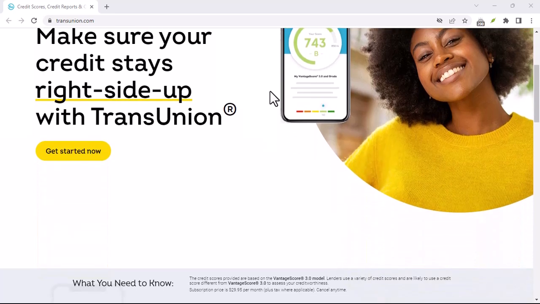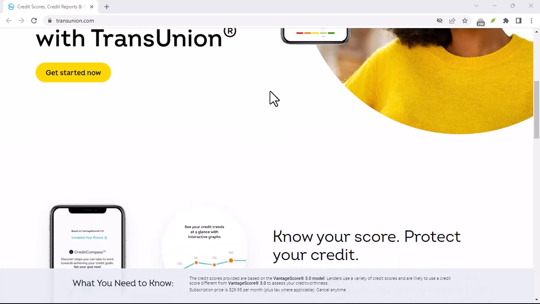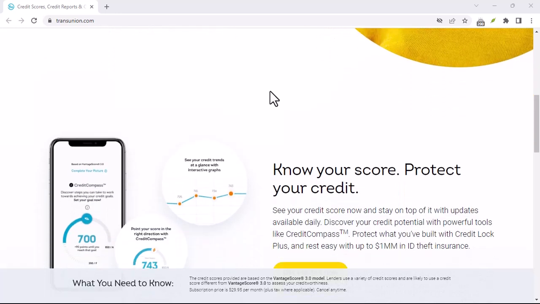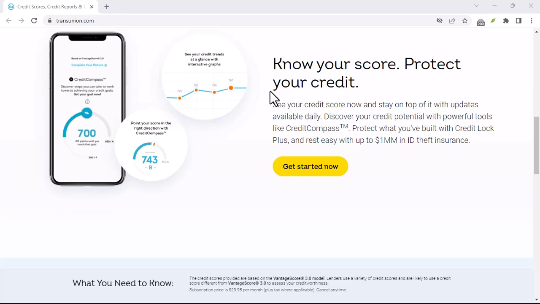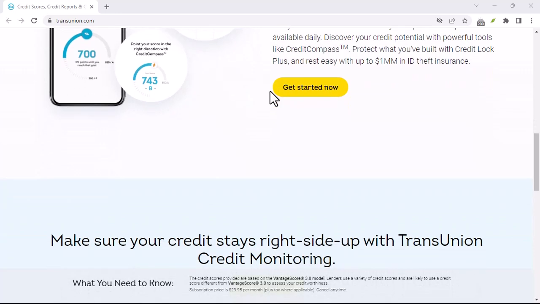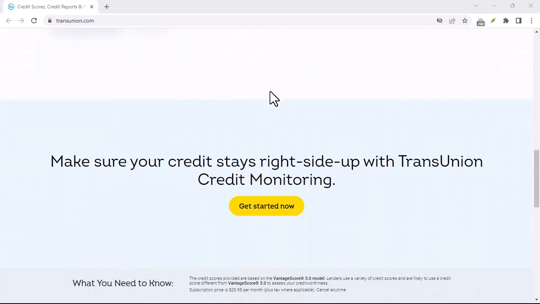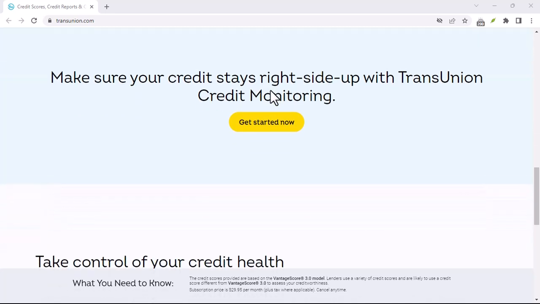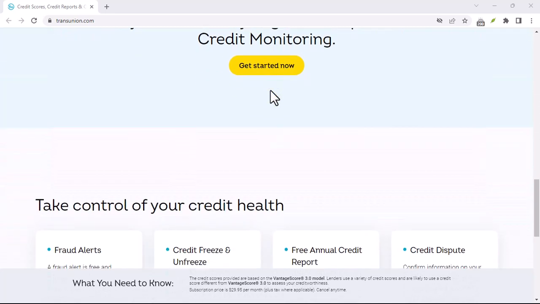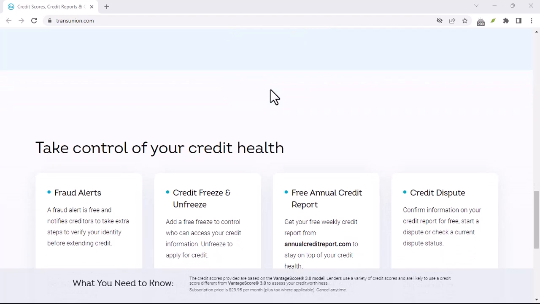Now, let's talk about some specific situations. If you're trying to dispute an error on your credit report, you'll want to be as detailed as possible. Gather all the necessary documentation before you call. This includes copies of bills, receipts, or any other evidence that supports your claim.